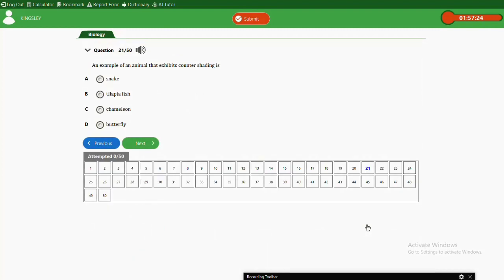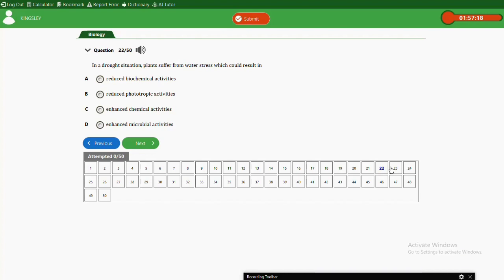That's question number 21. An example of an animal that exhibits counter shading is A, snake, B, tilapia fish, C, chameleon, D, butterfly. Actually, tilapia fish exhibits counter shading, and that's what it uses to avoid its predator. The next question, that's question number 22. In a drought situation, plants suffer from water stress, which could result in A, reduced biochemical activities, B, reduced phototropic activities, C, enhanced chemical activities, and D, enhanced microbial activities.